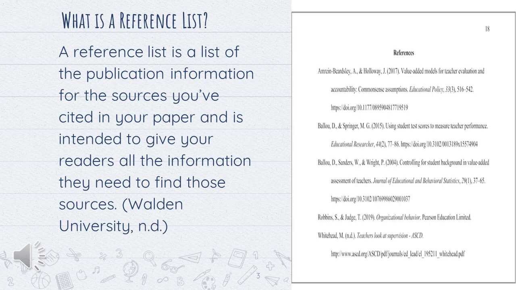Since I already discussed to you on how to properly cite sources using APA Citation 7th edition, this time we're going to discuss on how to list the following references. That is what we call the reference list. So let's define first what is a reference list. A reference list is a list of the publication information for the sources you've cited in your paper and is intended to give your readers all the information they need to find those sources. That is according to Walden University.